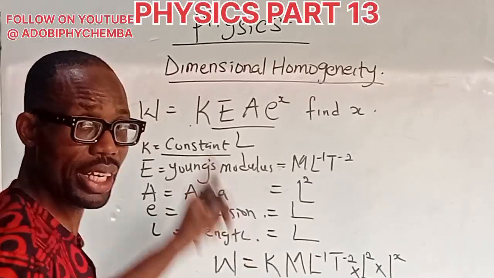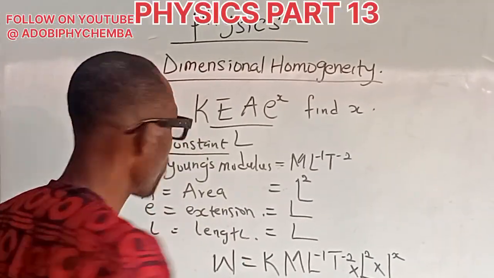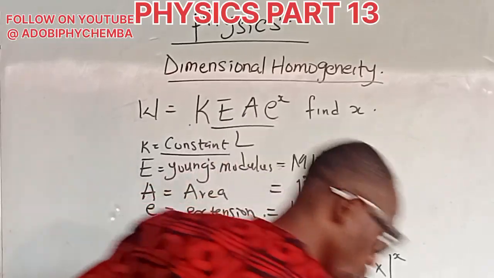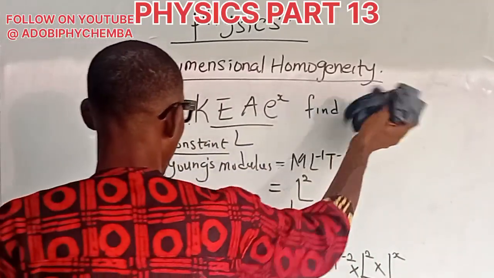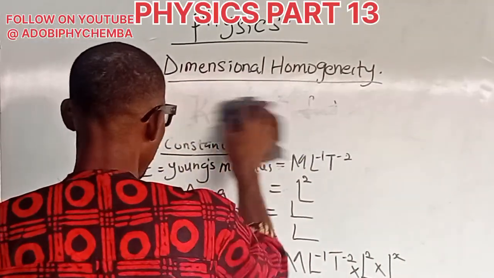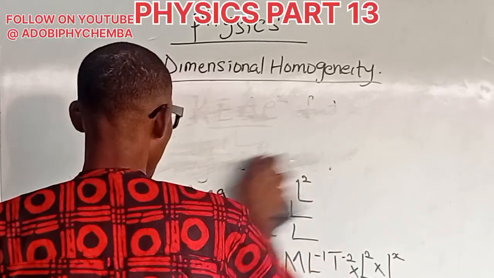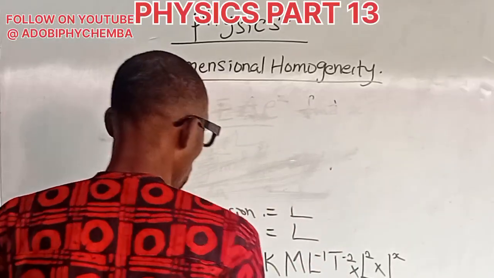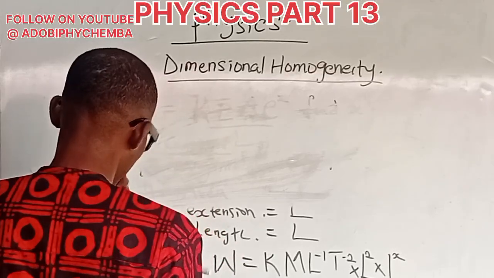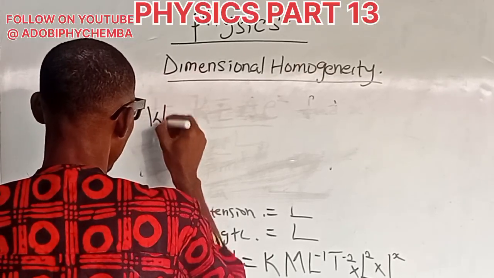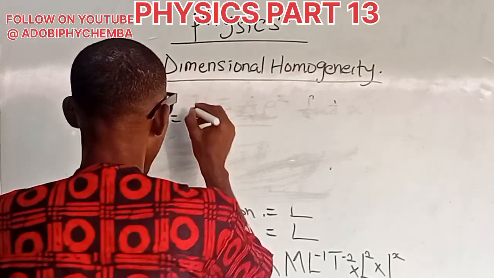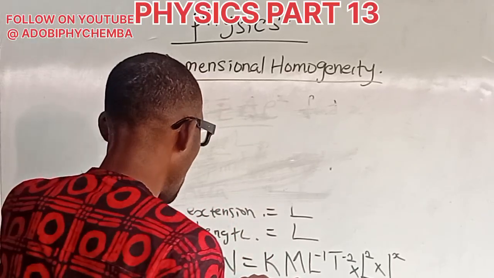Because I want you to see clearly, I'm going to clean this part. You've already seen the question. Since I've written this relationship, we already know what the relationship looks like. So I'll come here and I'm going to say W will be equals to K.